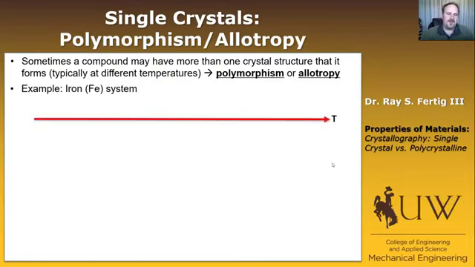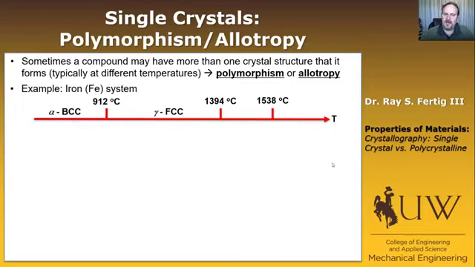Okay, so let me give you a temperature line here. In the iron system, there are 3 critical temperatures: 912 degrees C, 1394 degrees C, and 1538 degrees C. Below 912 degrees C, the iron system forms what's called alpha iron, and it's a body-centered cubic structure. That's the typical structure that we talk about for iron.